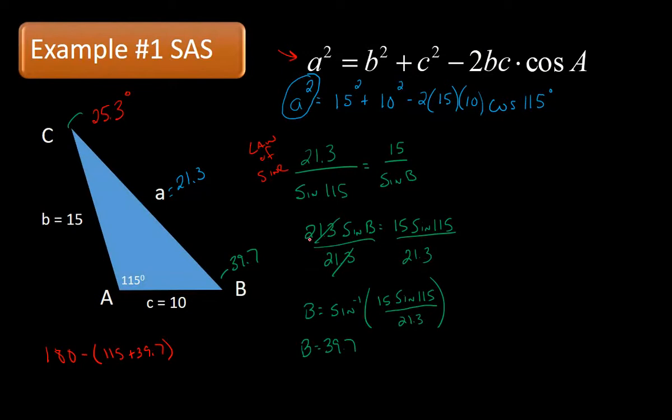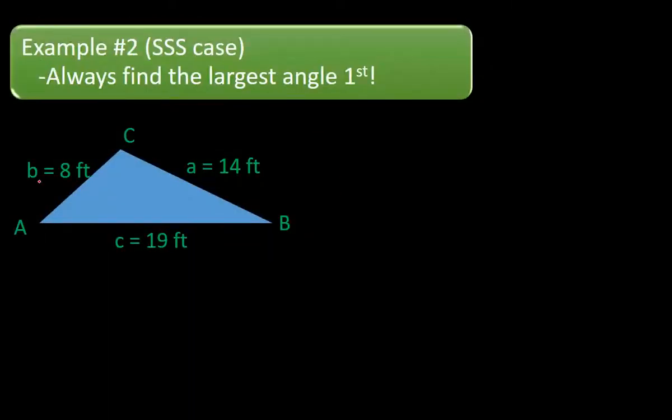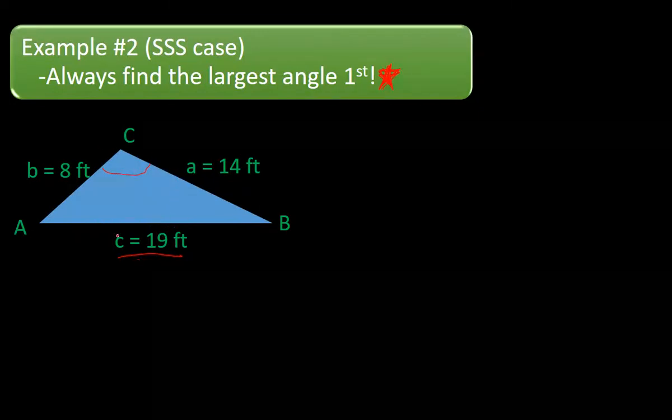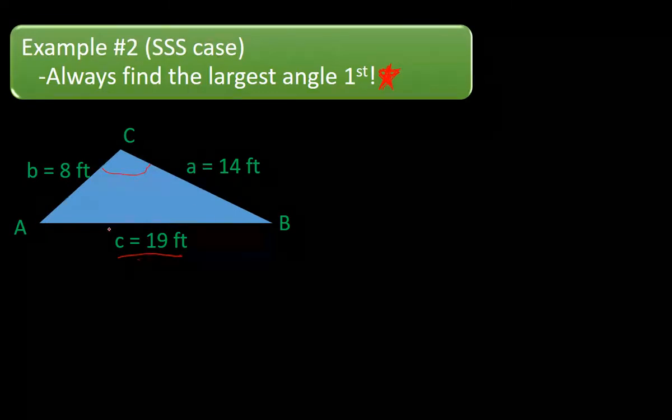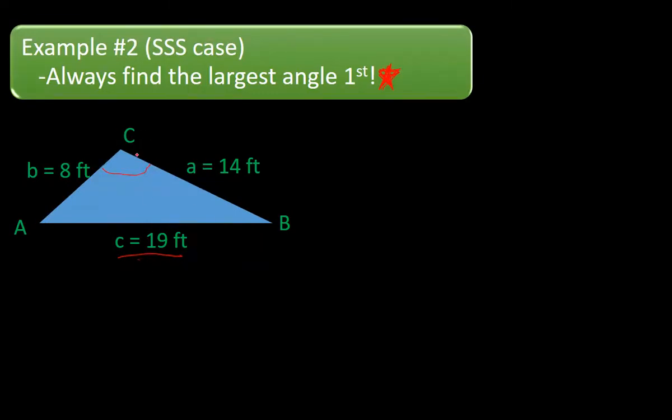Our last example we're going to look at is the all three sides are given case. When you are given all three sides, it is very important that you start with the biggest side first. The biggest side is going to yield the biggest angle. So that means we're going to use one of those alternative forms. So find which side is the biggest. Opposite that will be the biggest angle.